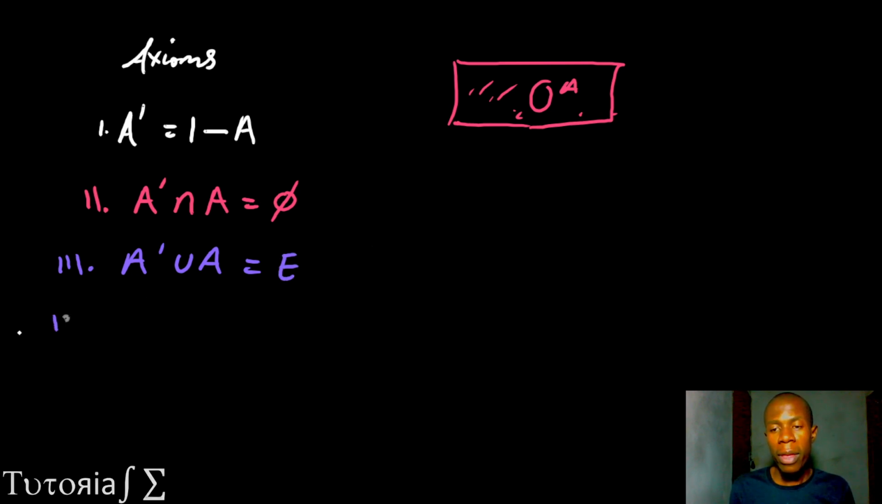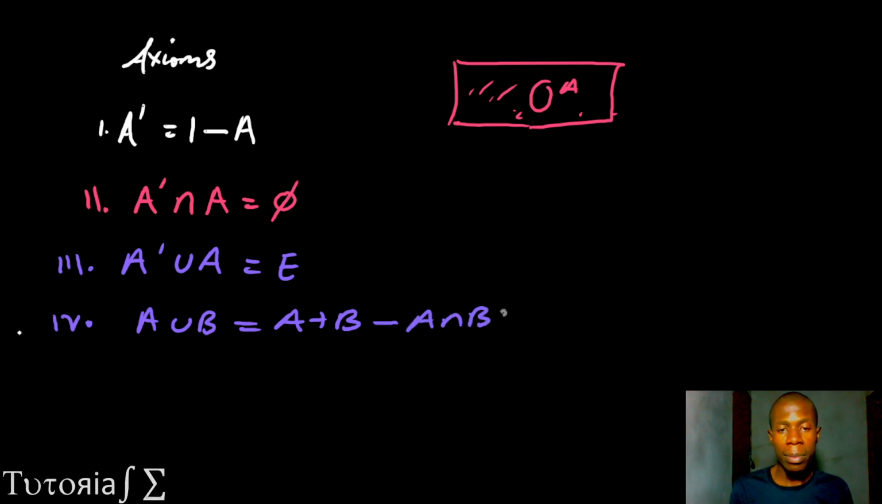The fourth axiom is that A union B is basically equal to A plus B minus A intersection B. For these, we'll give a brief proof for each, then see how we move on from there.